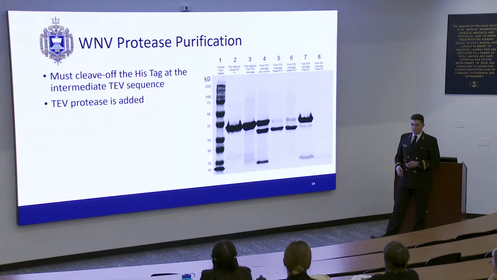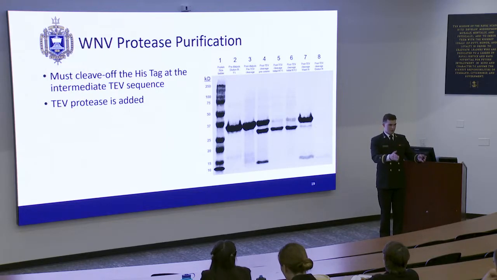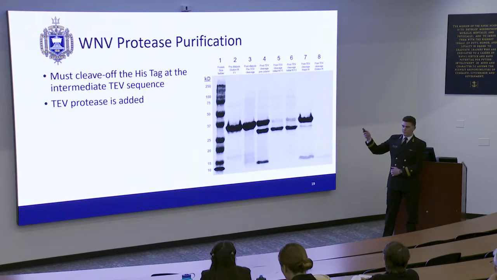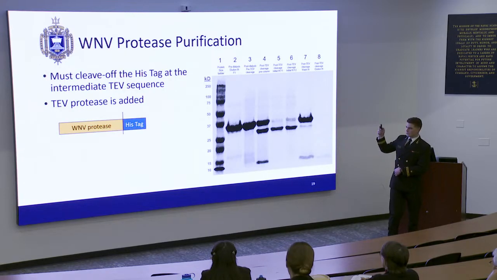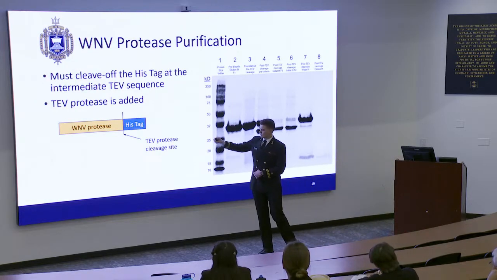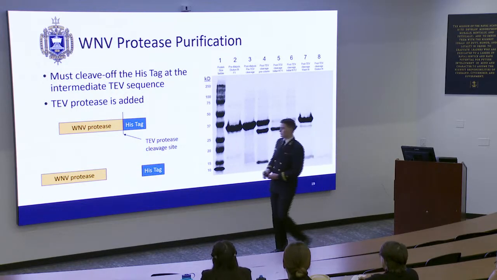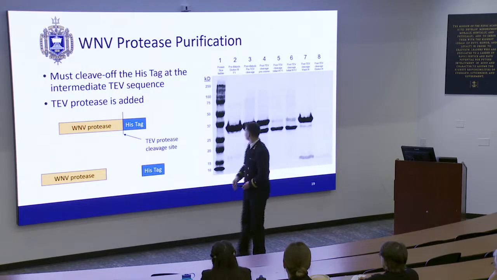And essentially, the construct, the viral protease, has a certain specific sequence between the West Nile virus viral protease and the His tag. And we can target that sequence with the TEV protease. Essentially, the West Nile virus protease followed by the His tag. There's a specific cleavage site. We add the TEV protease. It cleaves at that cleavage site, and hopefully we get just the West Nile virus protease.